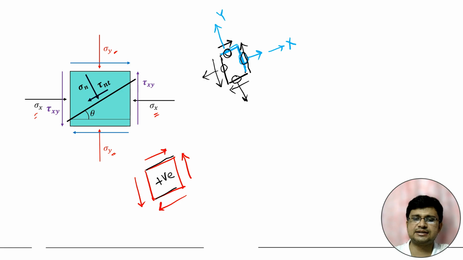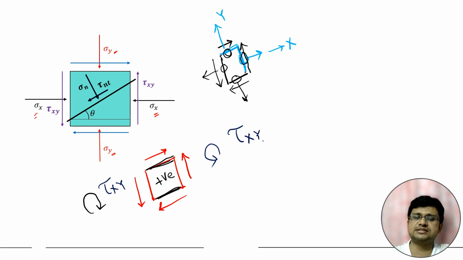These two are the horizontal planes. For the horizontal planes, shear stress will create a clockwise rotation. And for the vertical planes, these two, the shear stress will create an anti-clockwise rotation. And these two shear stresses are numerically equal. One is tau xy, and the other is also tau xy.